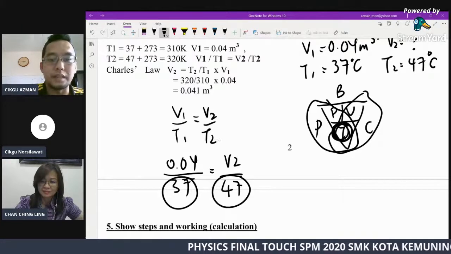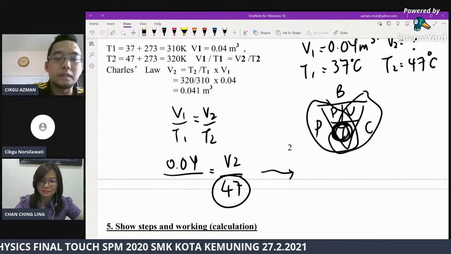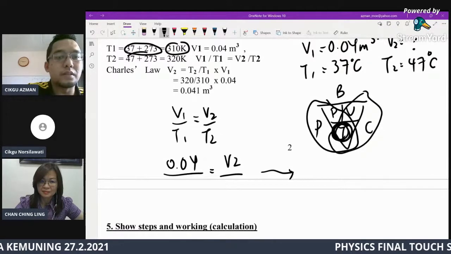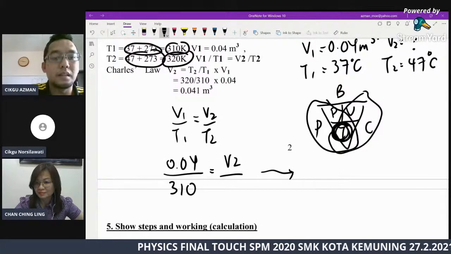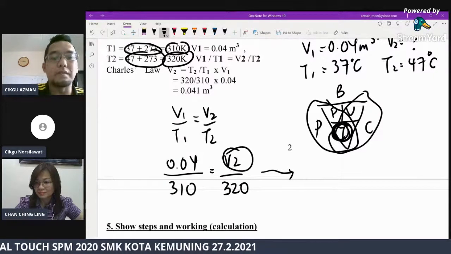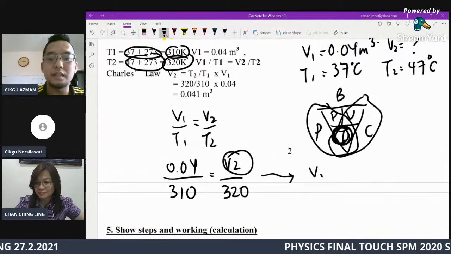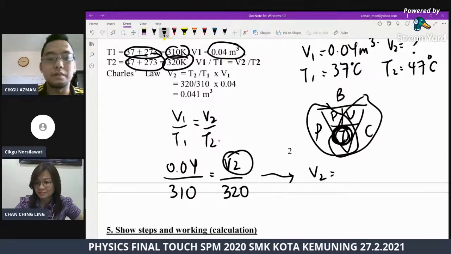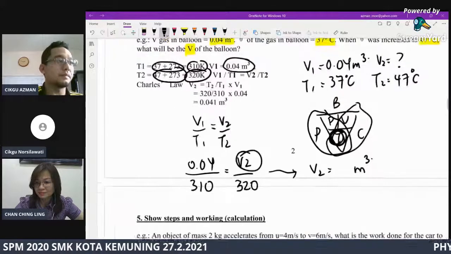Okay, ni terusnya kita tukar to Kelvin. Ni dan proses change in Kelvin. 37 become 310. 47 becomes 320. Then you can find V2. And V2 unit follow V1. Okay, unit in meter cube.